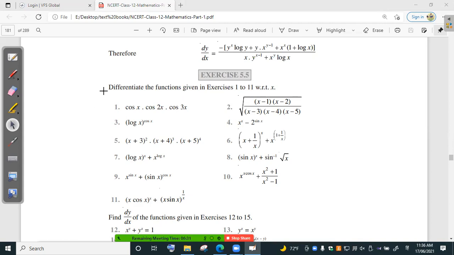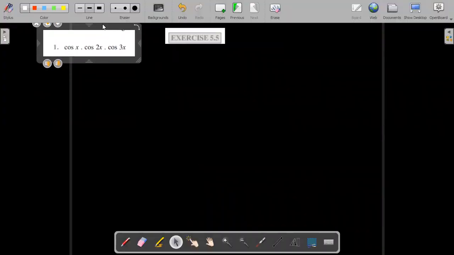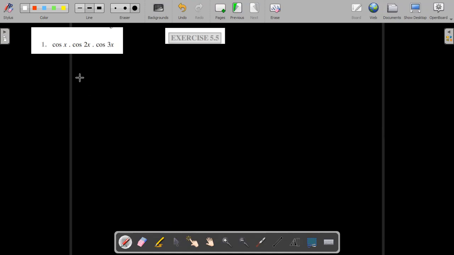So we are taking question number 1. One more thing, if you have three functions in product, then you can differentiate any function first, leave the second and third, plus second, leave first and third, plus third, leave first and second. But here we are using log. So same way we will go, let y is equal to cos x cos 2x cos 3x.